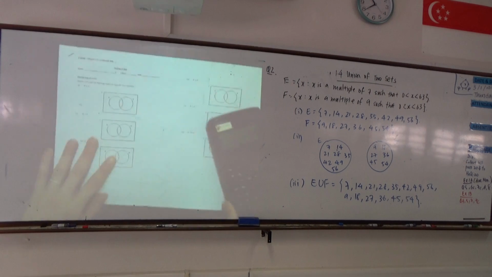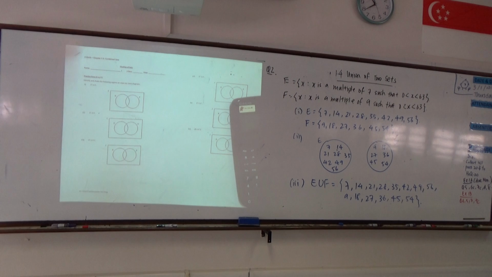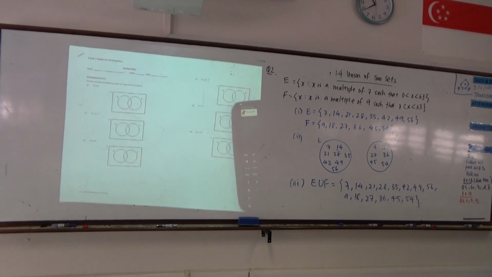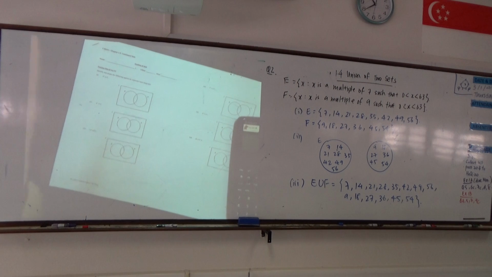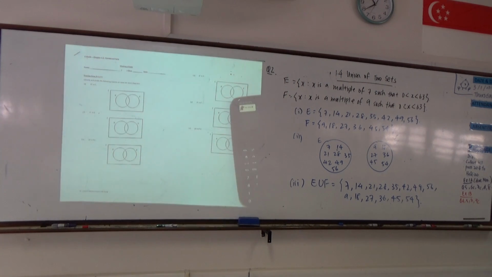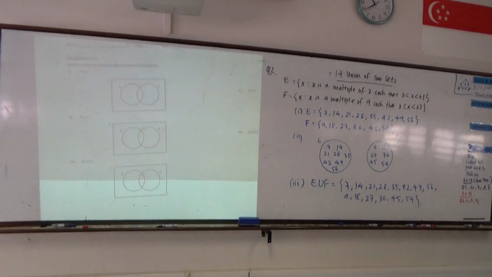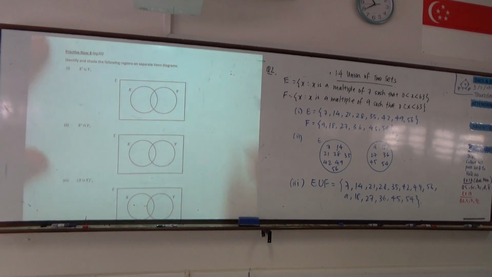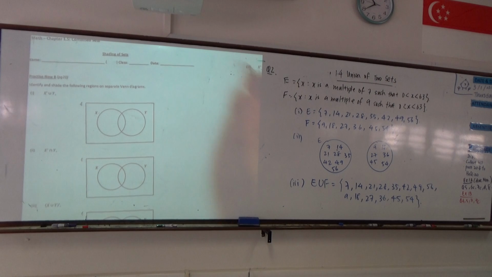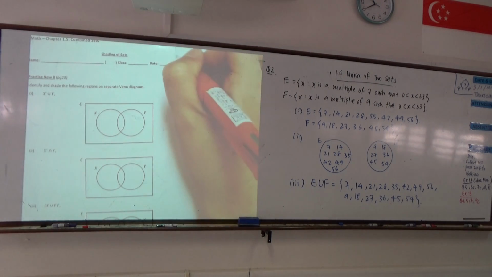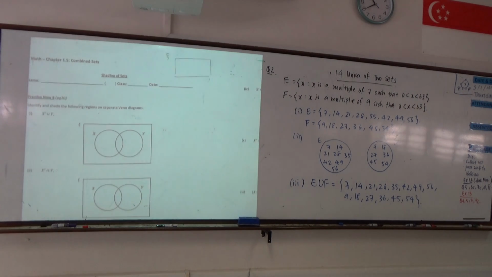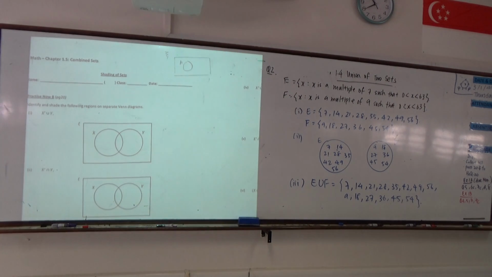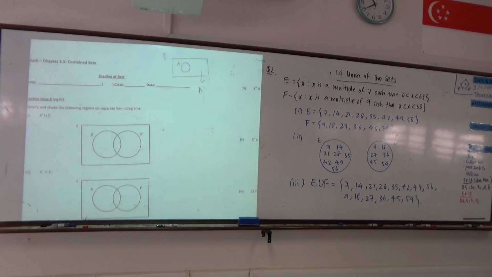Okay, so we're going to do some shading. We have already understood what is intersection, what is union, and also what is considered complement. You all remember that? Complement means, for example, A complement. If I have a universal set, and then I have a set A itself, A complement will be the things outside here. That is what we understood about complement yesterday as well.